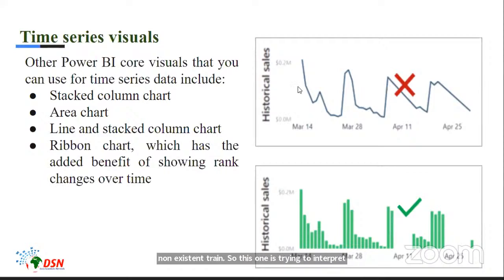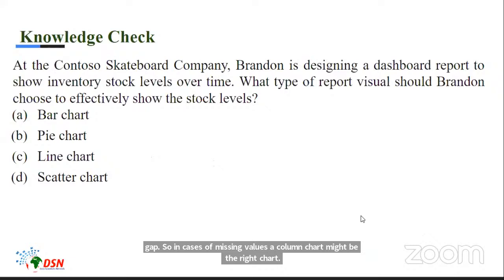Let's say for this time series analysis, there is no record for April 11. If there's no record for April 11, and this line chart is trying to fill that gap, you can see this sharp peak, from this sharp peak to this place. It's trying to fill that gap. So in cases of missing values, a column chart might be the right chart for this. So I'm just moving forward.